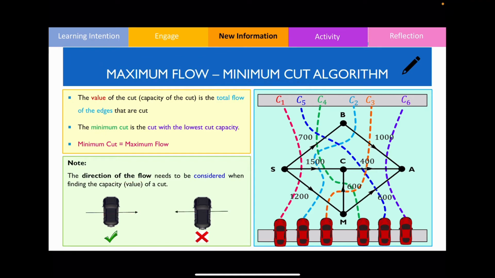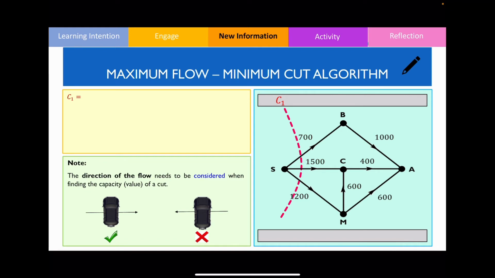Let's look at an example so I can show you what I mean. Let's first start by calculating the capacity of cut number 1. Again, use the same analogy where you're driving a car from the bottom line. If I start from the bottom and pass through this edge, because the arrow is going from left to right at that edge, I'm going to include that value. So I include 1200. When I pass through this point, the arrows are again moving from left to right, so I include both of these values in the total capacity. My final answer is going to be 3400.